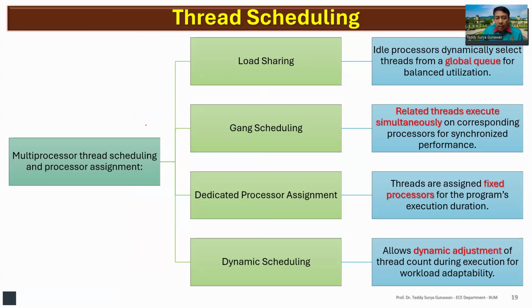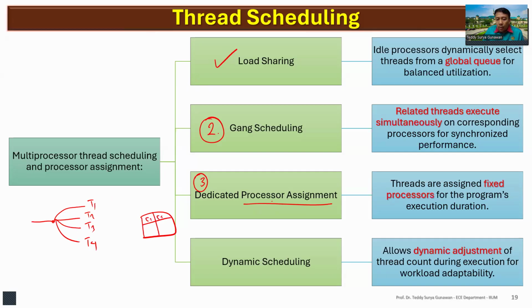For thread scheduling, there are 4 methods. The first one is load sharing. The second one is gang scheduling. The third one is dedicated processor assignment, so one thread, one core. Let's say you have one process and you create 4 threads, thread 1 to thread 4, and you have core number 1 to core number 4. You pair thread 1 to core number 1, until thread 4 to core number 4. This is the dedicated processor assignment. It will not change until the program completes. Or you can also do dynamic scheduling.